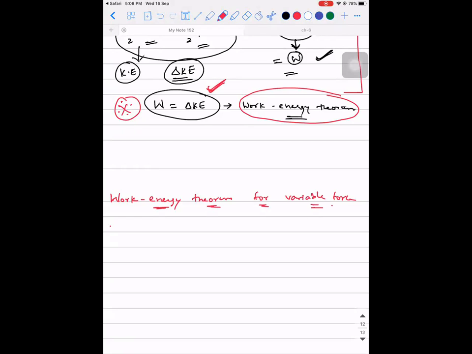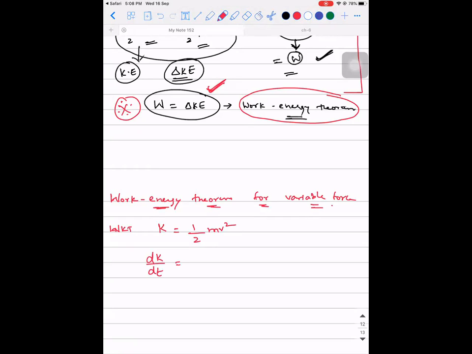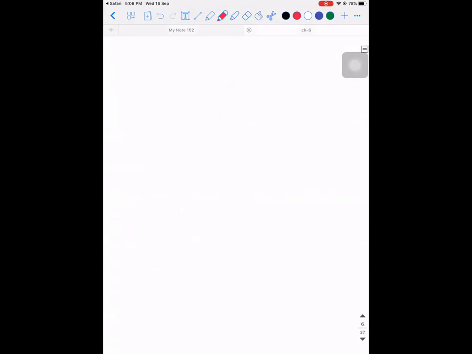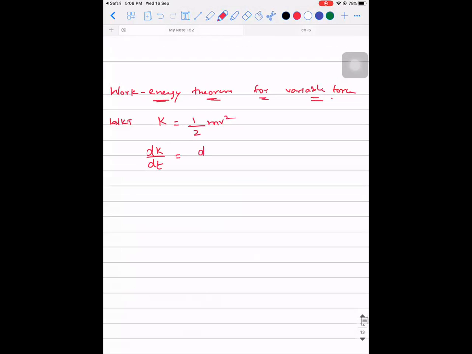So starting with this, we know that kinetic energy is equal to half mv square. Accepted? So kinetic energy is half mv square. Then derivative of K with respect to t. See, I'm following the exact steps. Derivative of K with respect to t is going to be what? It is d by dt of half mv square.